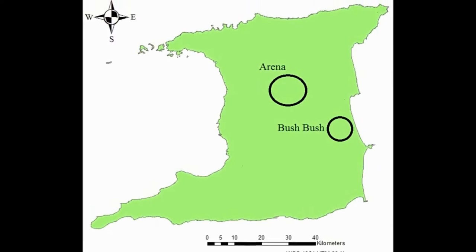Arena Forest is located in North Trinidad and Bush in East Trinidad. Surveys were conducted between the hours of 8 to 12 over a 4-month period from December 2015 to March 2016. Ultraviolet flashlights of wavelengths 395 nanometers were used to locate scorpions since they fluoresce when illuminated with this light.